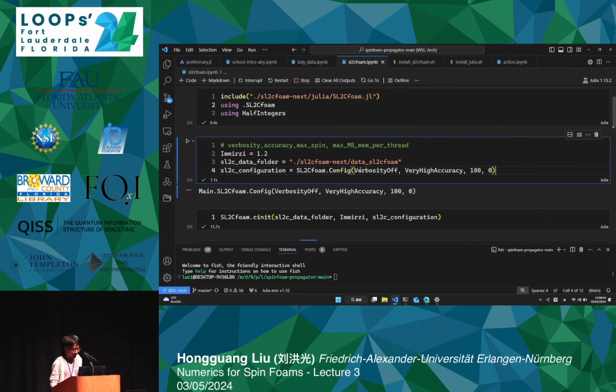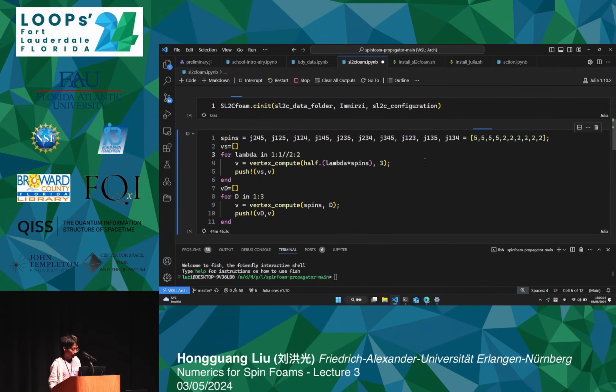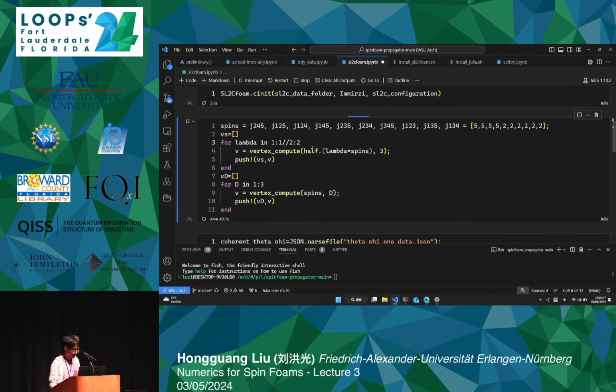And then there is a configuration. This is just, as its name says, whether we want verbose output or not. Precision: we always use very high precision. And this one is the maximum spin you want. You can set it high if you have a lot of memory. And the final thing is, do we want to restrict the memory for each thread? We don't restrict. And afterwards, we just initialize the library, and then we can do a real calculation. Let me change this, because sometimes a large spin needs more time on your personal computer.